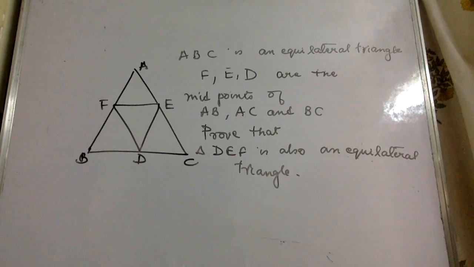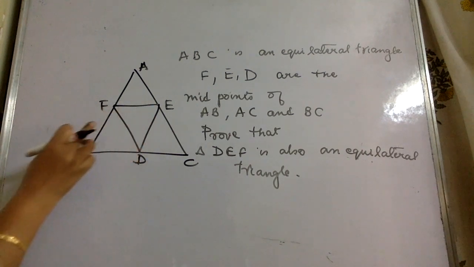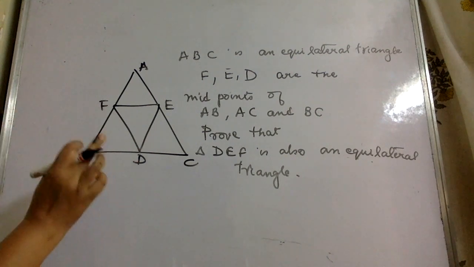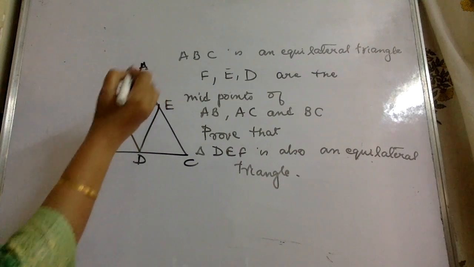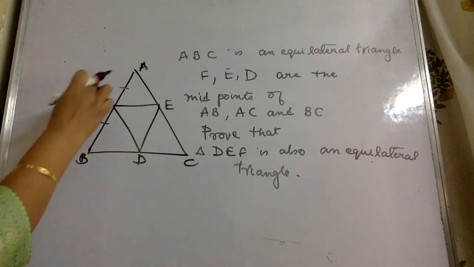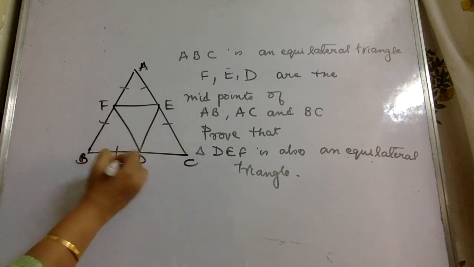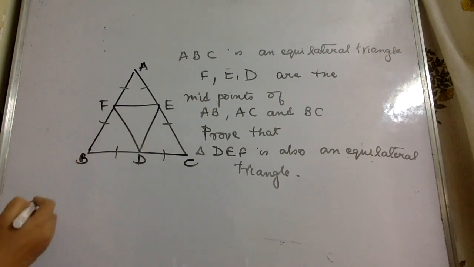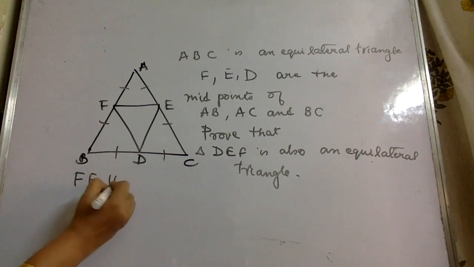So how do we prove it? Here we can write DE is parallel to this because they have told us these are all midpoints. So we can do this. Another thing, they are all equal sides because ABC itself is an equilateral triangle. So we can write it like this. Therefore, FE is parallel to BC.